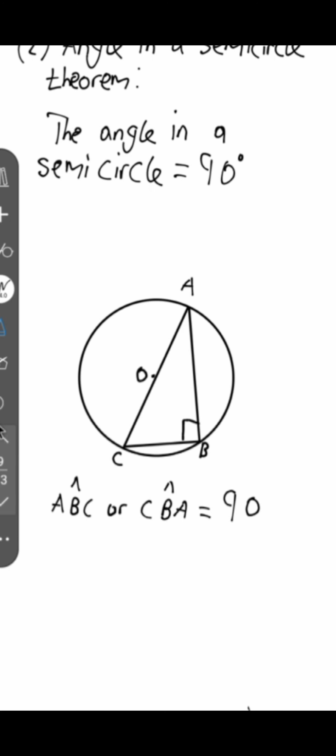The angle in a semicircle. Now, a semicircle is a circle that is divided into two parts. The angle in a semicircle is usually 90 degrees. If you look at this, this is a full circle. Anytime a straight line passes through the center of the circle, the center being O, this point is always 90 degrees. So let's look at the next law.